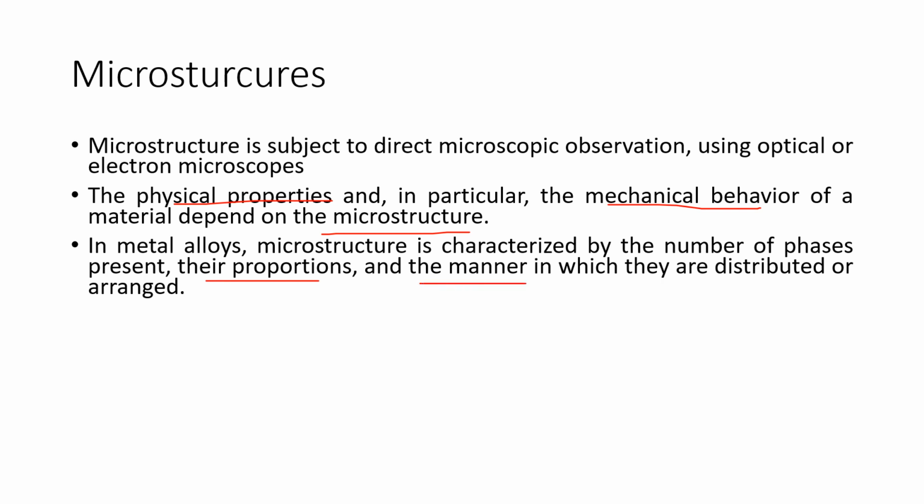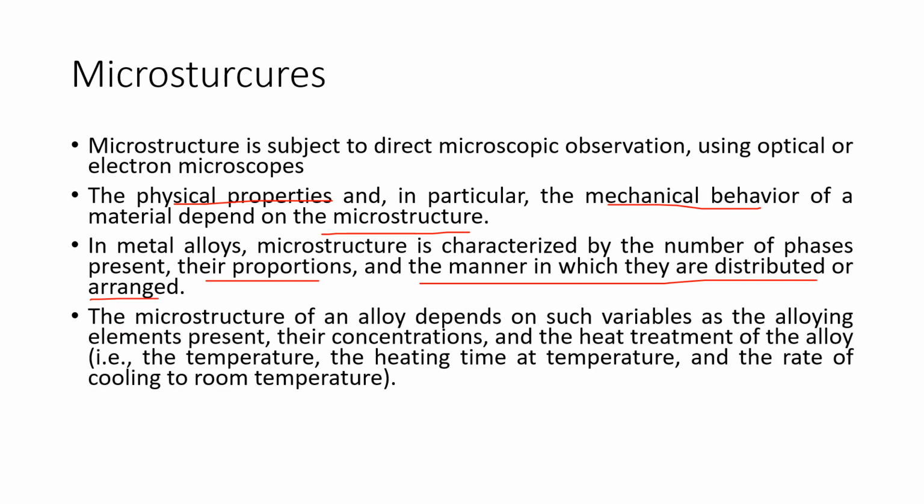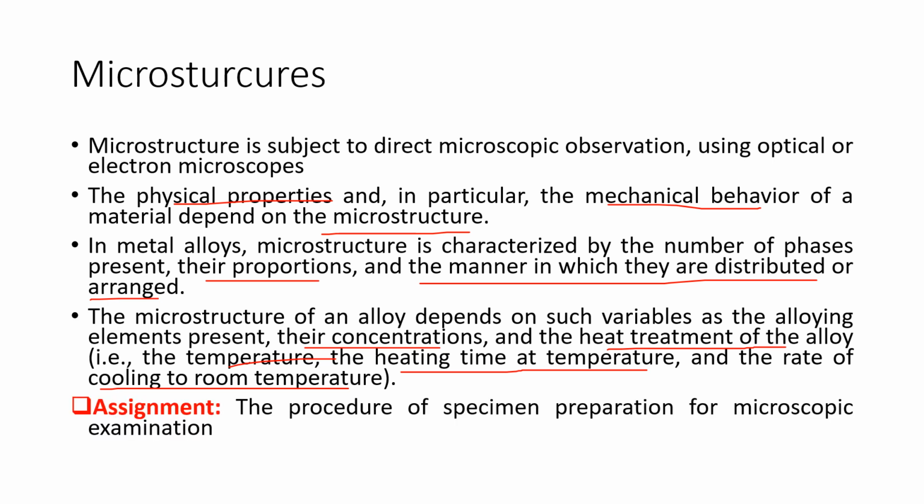In metal alloys, the microstructure is characterized by the number of phases present, their proportions, and the manner in which they are distributed or arranged. The microstructure of an alloy depends on such variables as the alloying elements present, their concentrations, and the heat treatment of the alloy. For example, the temperature, the heating time at the temperature, and the rate of cooling to room temperature.